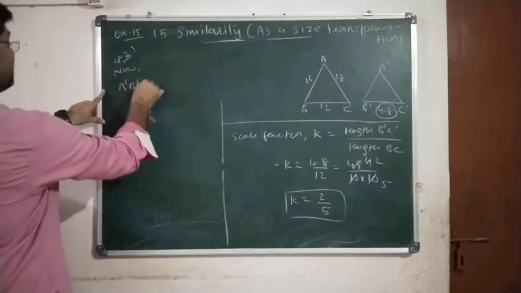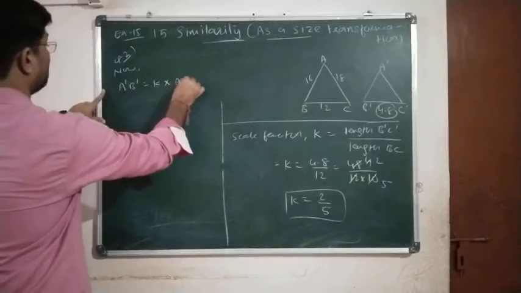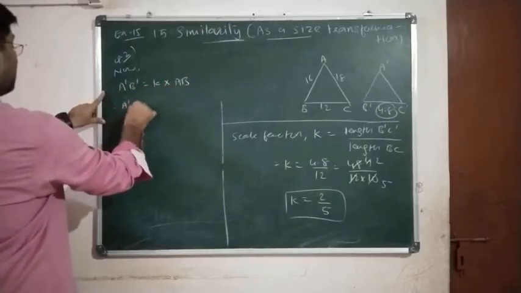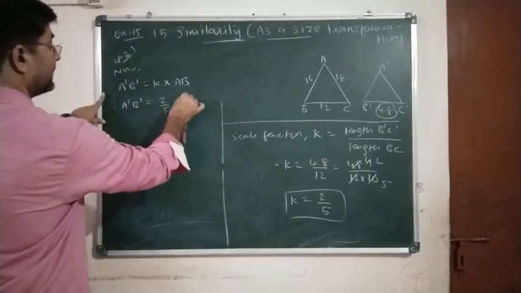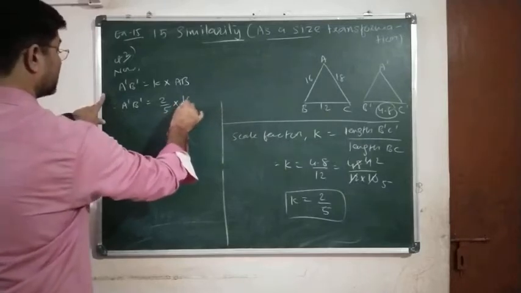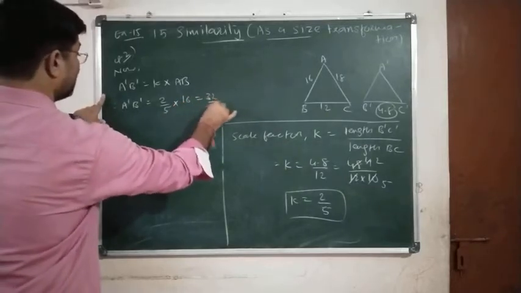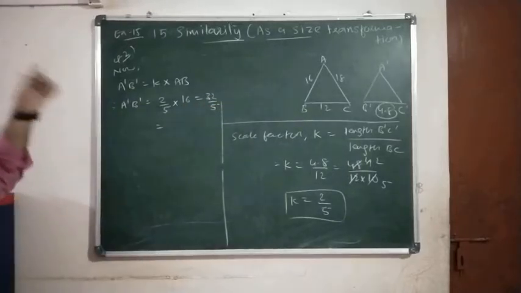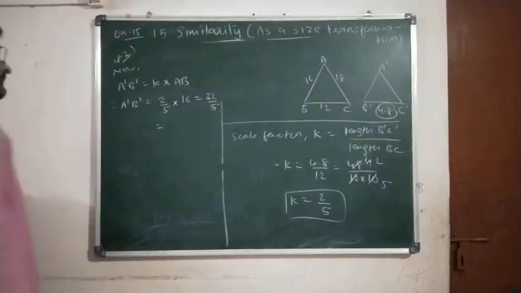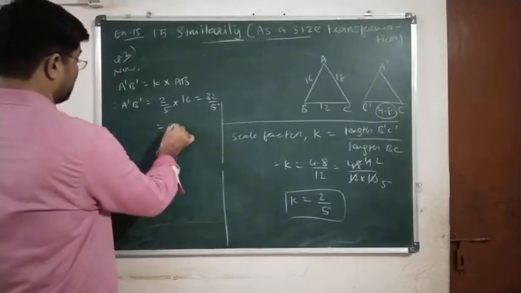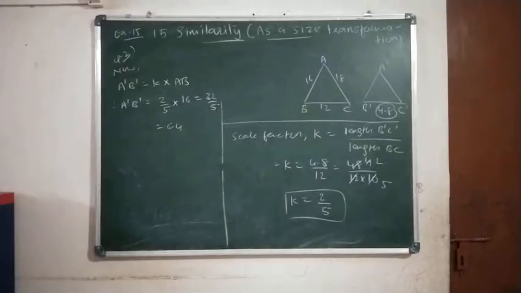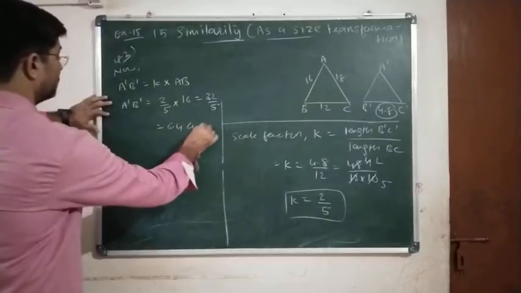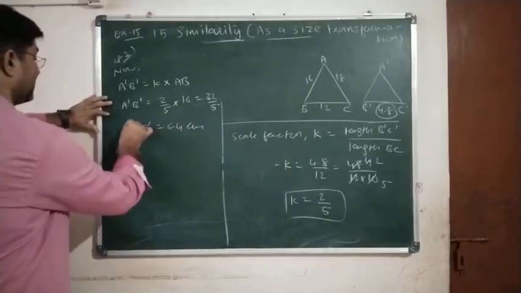A dash B dash is equal to K into AB. Therefore, A dash B dash is equal to K, which is 2 by 5, and AB is 16. 16 2s are 32 by 5. Yes or no? So 32 by 5. 5 6s are 30 and 5 4s are 6.4. So we got the length A dash B dash.